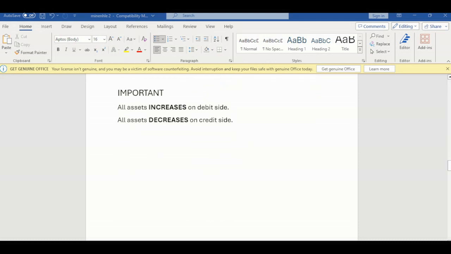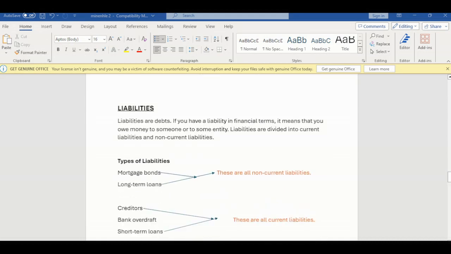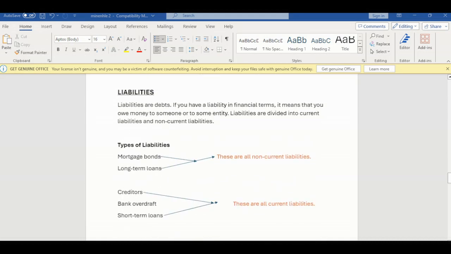Okay, now we are done with assets. Coming to liabilities. Liabilities are the debts of the business. If you have a liability in financial terms, it means that you are owing money to someone or to some entity. Liabilities are divided into current liabilities and non-current liabilities. What are current liabilities? Current liabilities refer to the debts that will be paid off within 1 year.